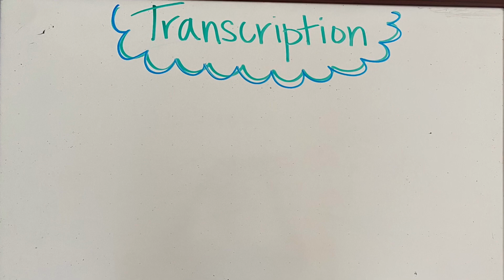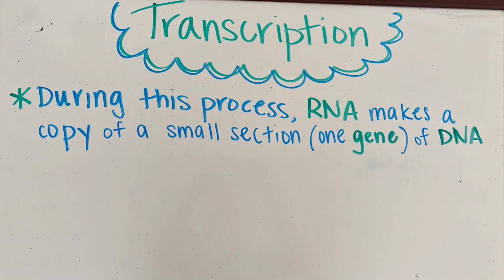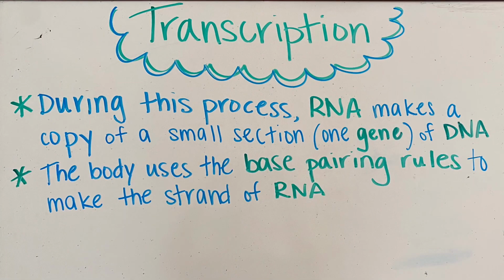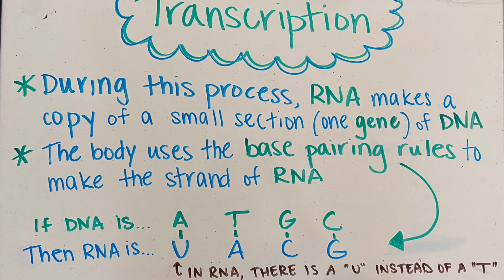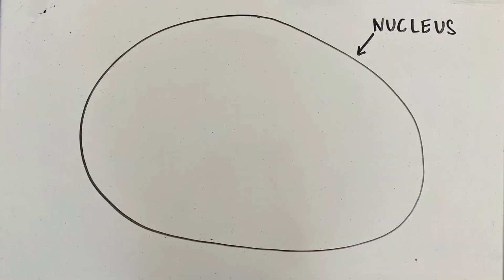Let's talk about part 1 of protein synthesis, transcription. During this process, RNA makes a copy of a small section, or one gene, of DNA. The body uses the base pairing rules to make the strand of RNA. So therefore, if the DNA has an A, the RNA is U. If the DNA has a T, the RNA is A. If the DNA has a G, the RNA has a C. And if the DNA has a C, the RNA has a G. As you can tell, things look a little bit different here because in RNA, you have a U instead of a T.